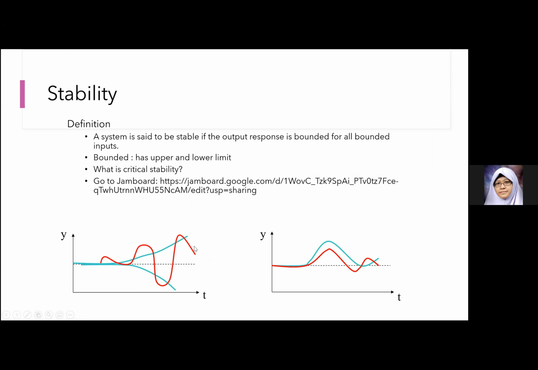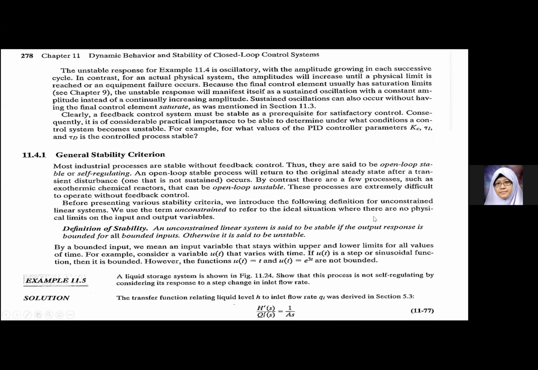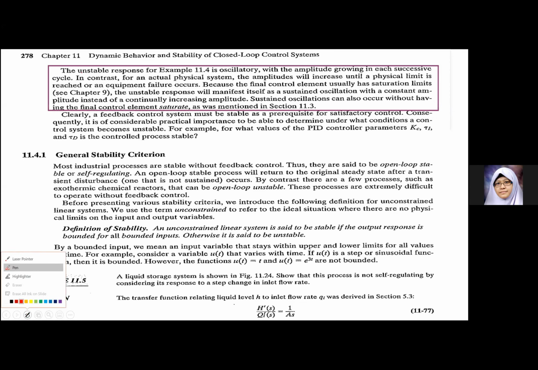Now, let me show you the book. This is the Seborg book. You can also refer to the Stephanopoulos book. It doesn't matter. But I want to draw your attention to some important things in the book. The response that is oscillatory with the amplitude growing in each successive cycle is the definition of something that is unstable.